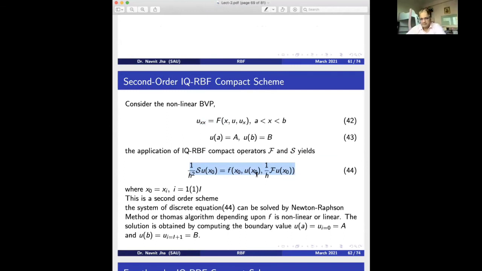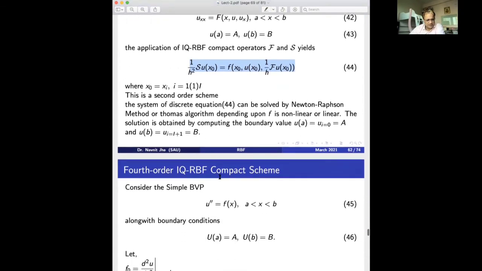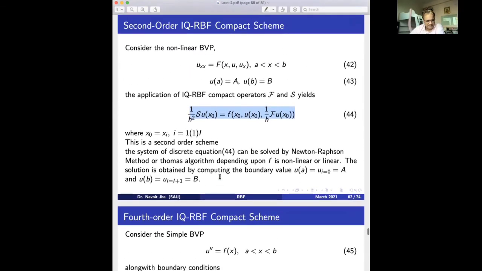We will have two cases, one for linear, another for non-linear. Linear can be solved in a Gauss-Seidel manner. Non-linear can be solved in a Newton-Raphson manner. That's all. Now, this is a fourth order method. I am stopping here.